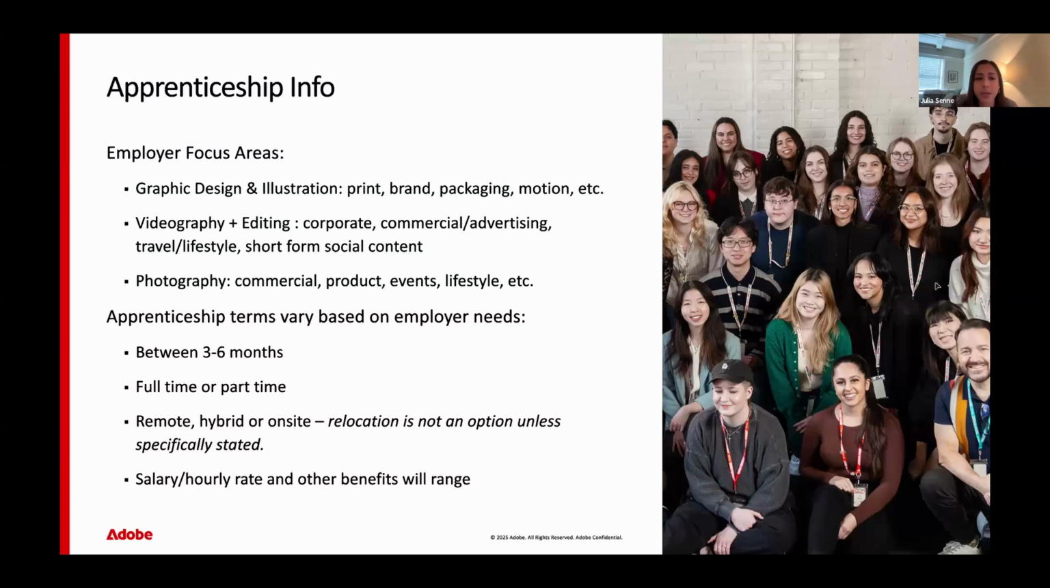And then the apprenticeship terms are going to vary based on employer needs. And I'll show you an example of what our employer network and the postings look like. But some of the opportunities are 3 months, some of them are 6 months, some of them are in between, some of them are remote or hybrid or on-site, depending on the opportunity. And then some of them are full-time opportunities.